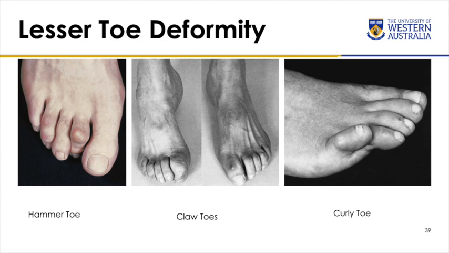Lesser toe deformities pictured here, hammer toes, claw toes. The patient here suffered from peroneal muscle atrophy, a neurological disorder causing wasting and weakness of the intrinsic muscles, and a cavus foot. On the right, you see a curly toe or an overlapping fifth toe. Operative correction is indicated for pain or difficulty with wearing shoes.